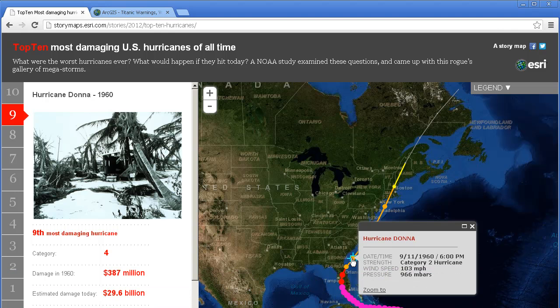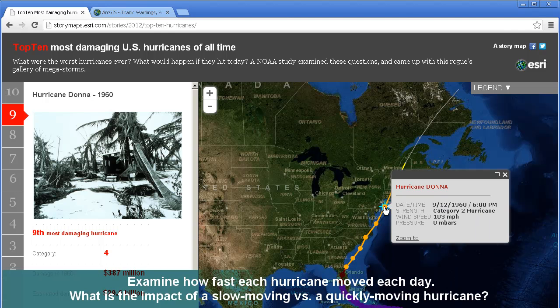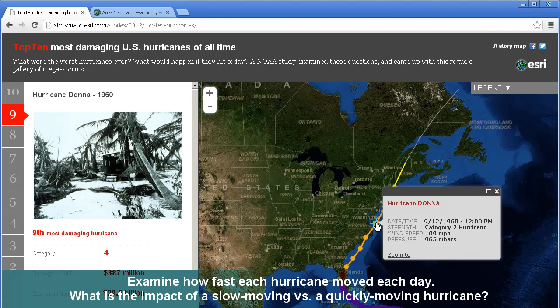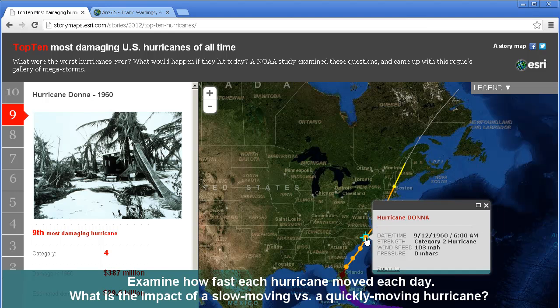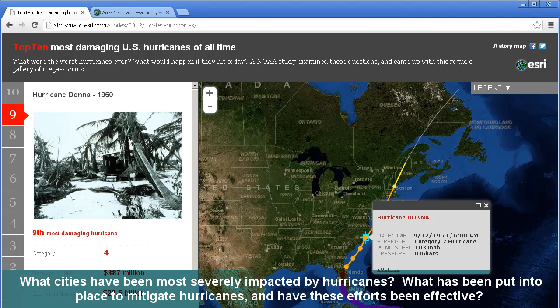And so on. Examine how fast each hurricane moved each day. You can see that each point on these hurricane track lines corresponds to a specific day and a specific time, allowing you to record, based on this scale bar, how much and how far each hurricane had moved. What is the impact of a slow-moving versus a quickly moving hurricane? What cities have been most severely impacted by hurricanes?